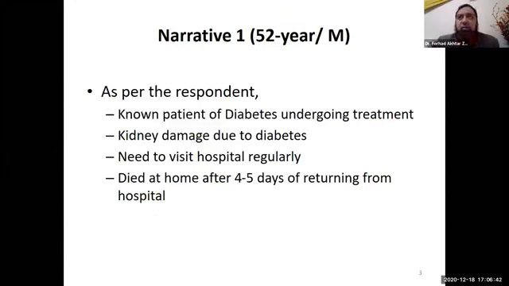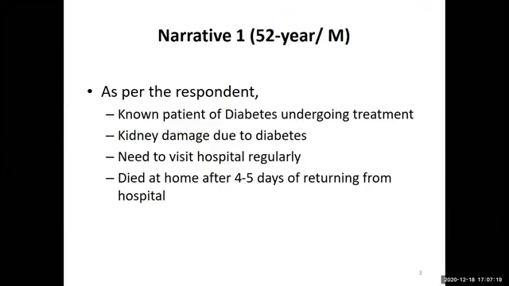So may I have the audience poll now? Please look at the summary of the narrative. Known patient of diabetes undergoing treatment, kidney damage due to diabetes. That has been mentioned by the one who has narrated. So may I have the audience poll now? Yeah, sure, sir. So this one. Yes, we can see.